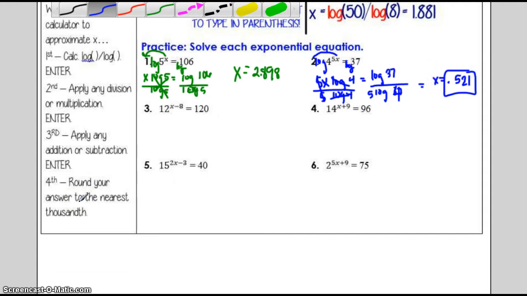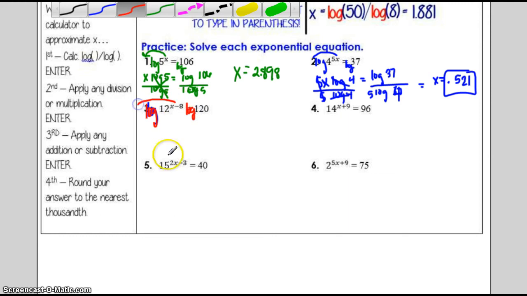All right, so I'm going to have you try, well, let's do one like this where we've got something up here, and then I'll have you practice one, because this is just a little different when we have that in there. So let's put our logs on both sides.